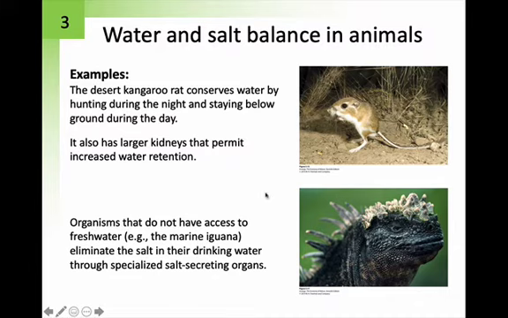Down here at the bottom, you have marine iguana, and you'll recall that mangrove plants had salt glands. Well, marine iguanas have salt glands too. They live in coastal habitats. There's no fresh water for them to drink. They have to drink salt water, so they excrete the salt in special glands.